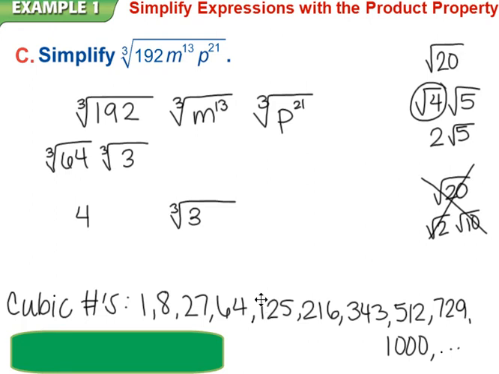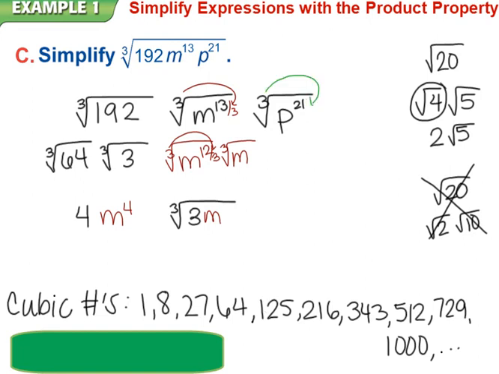Okay, let's do the m. I can't do 3 divided by 13. I'm going to have to split it apart. So counting down from 13, I can't do 13, but I could do 12. And so I just need one more m right there. So now I can bring this 3 and divide it. So I get m raised to the 4th power. And I have to put this other m inside.